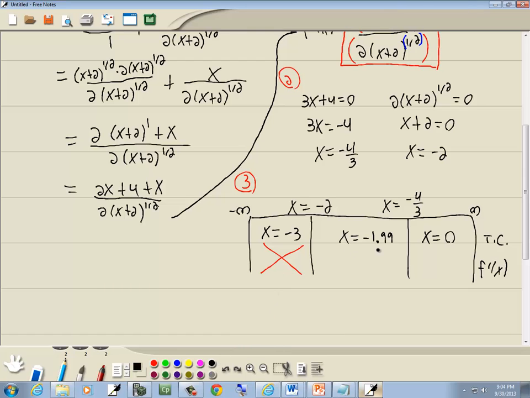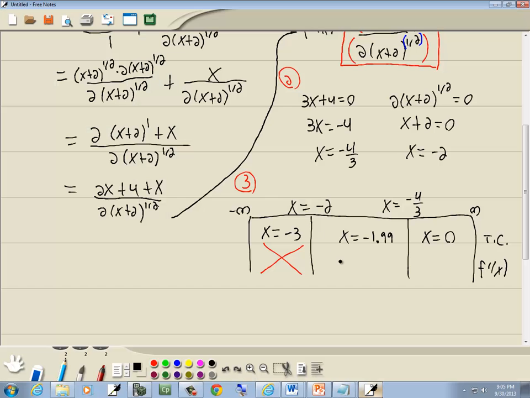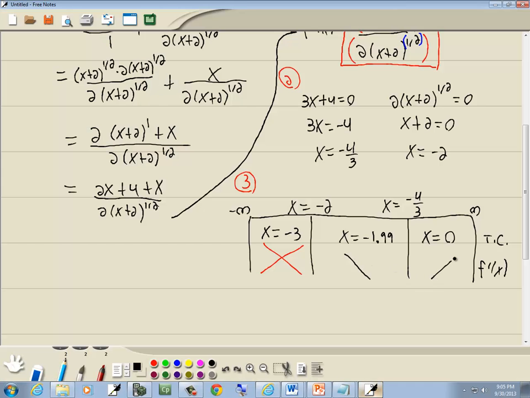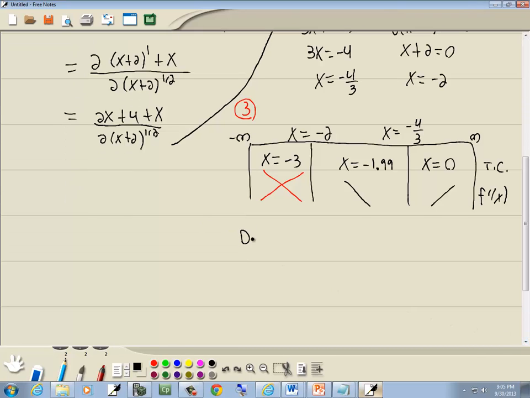Okay. Now right here, we plugged in -1.99. It came up with a negative number, which means this is decreasing. We plugged in 0, and we came up with a positive number, which means this is increasing. So our answer: it's decreasing from -2 to -4/3, and then it's increasing from -4/3 to positive infinity. Where I'm getting those numbers, just across the top here, that's our intervals, -2 to -4/3, -4/3 to positive infinity. And that's our answer.